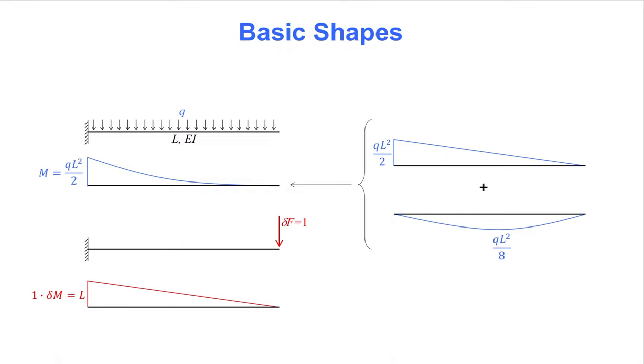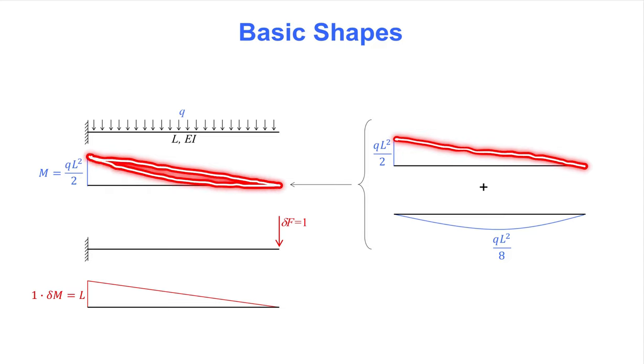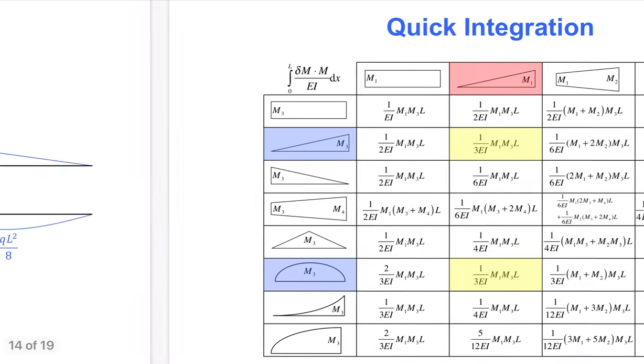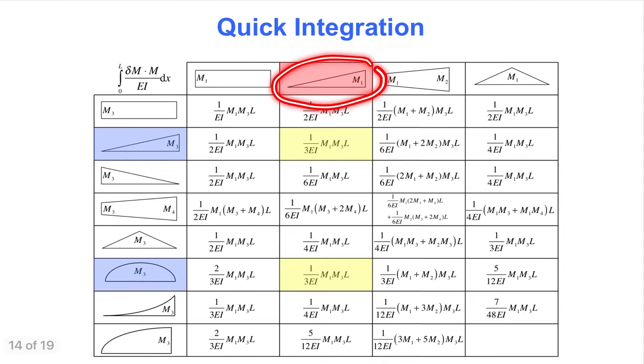The exercise on this slide is unnecessary, because we already found the displacement at the tip of the cantilever, but notice how the blue parabola can be decomposed into a triangular shape and a qL squared over 8 parabola. The next slide shows the formulas that are now employed when we are combining a triangle, here marked with the red color, with both a triangle and a qL squared over 8 parabola.